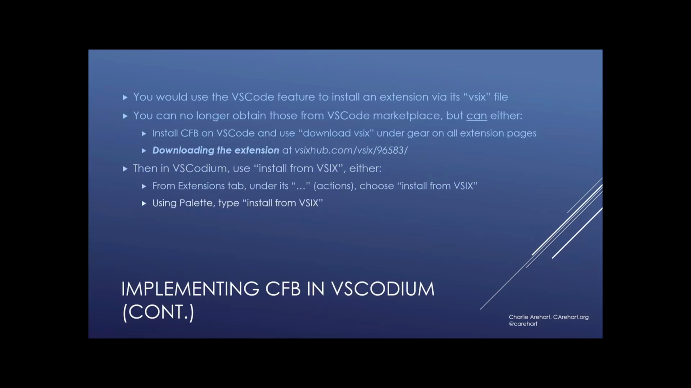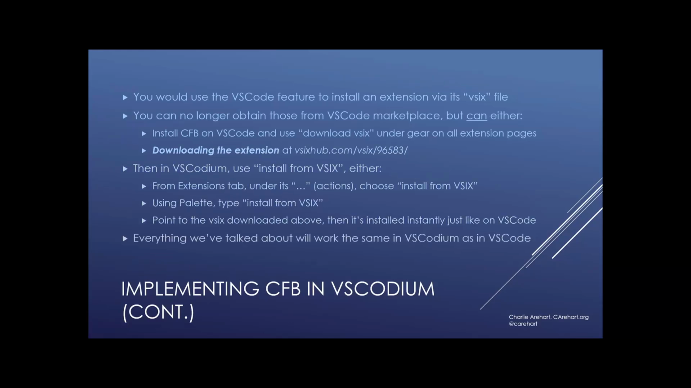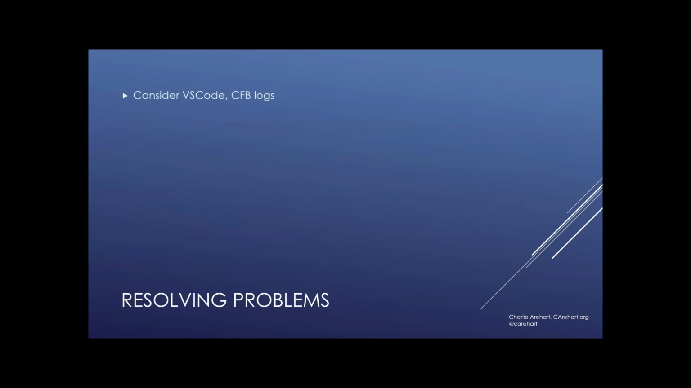All right, so there you go. I've talked about that. Cool. And everything we've talked about will work the same in VS Codium as in VS Code. Some problems that you might encounter. First of all, consider that VS Code and CFBuilder both have logs. If you open the palette and type developer, open extension logs folder, or if you just type in the palette logs, it'll come up. That's the formal name of it. You can see the logs for CFBuilder and the logs for VS Code.